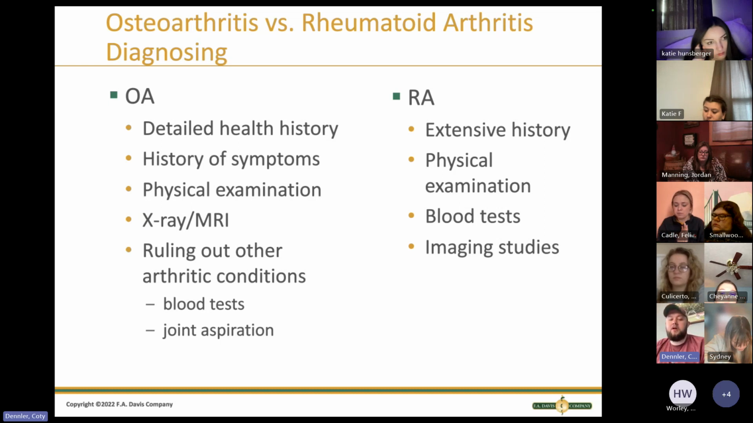But you have to rule out other arthritic conditions, and they do this through joint aspiration and through blood tests. Now, I'll talk more about that in just a second. With RA, they look at your extensive history. How long has this happened? They do a physical exam, blood test, and they also do imaging studies and all of that.